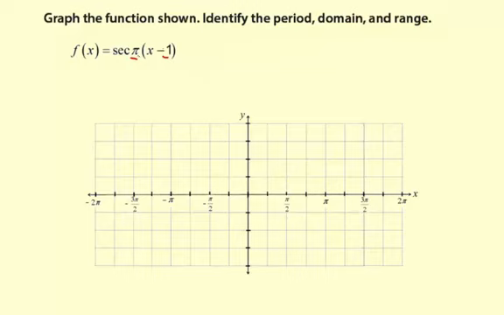First step, as always, is to find the period of the function. 2 pi over b equals 2 pi over pi equals 2. Okay, so the period is 2.